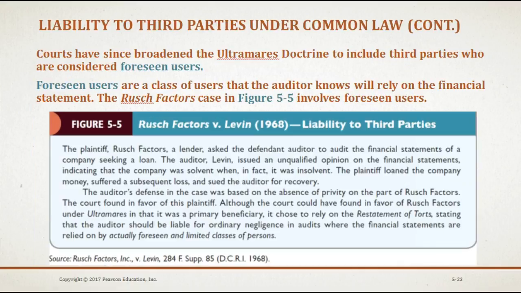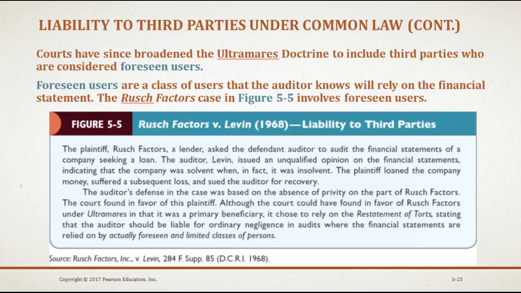In subsequent court decisions, courts have broadened the Ultramares Doctrine to allow recovery by third parties who are considered foreseen users. Foreseen users are members of a limited class of users that the auditor knows will rely on the financial statements. For example, in the case of Rusch Factors versus Levin, as seen in Figure 5-5, the lender asked the auditor to audit the financial statements of a borrower. The auditor issued an unqualified opinion on the financial statements, indicating the company was solvent when in fact it was not. The lender loaned the borrower money, suffered subsequent loss, and consequently sued the auditor for recovery.